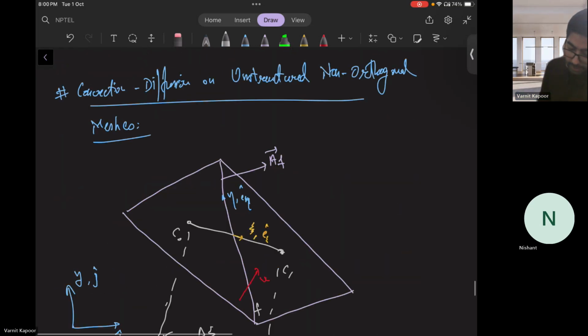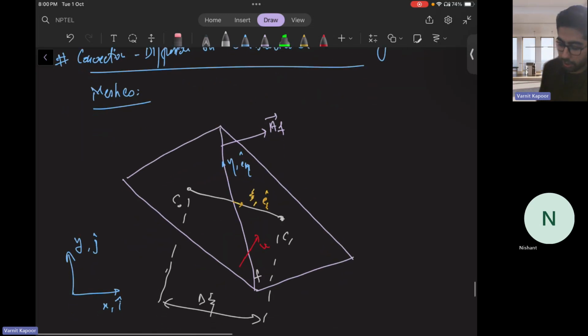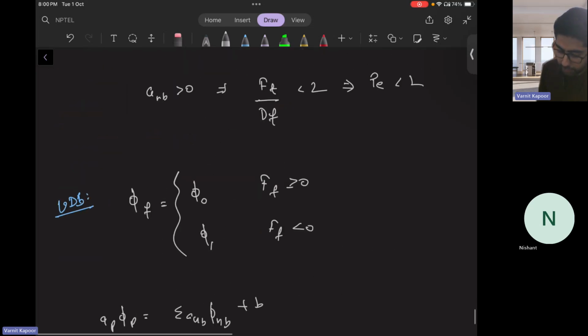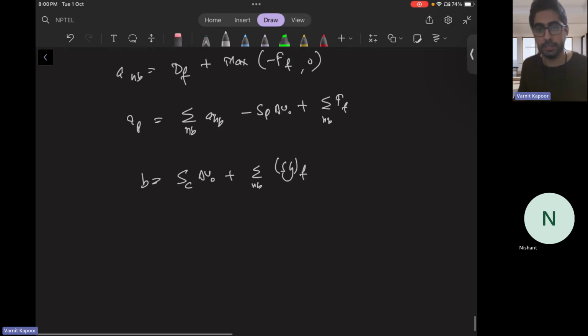Then I told you about the higher order terms discretization for CDS or UDS. Then we came across convection diffusion in unstructured non-orthogonal meshes, and we solved this equation using both CDS and UDS. And again, you can do the implementation for higher order schemes as well.